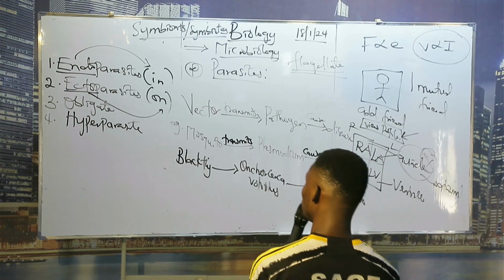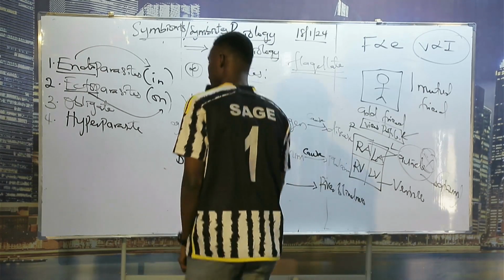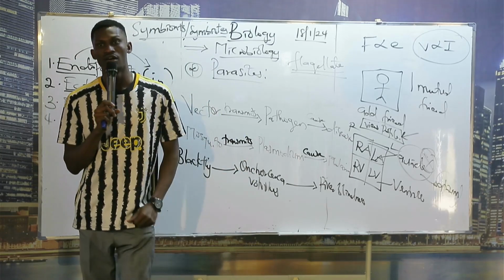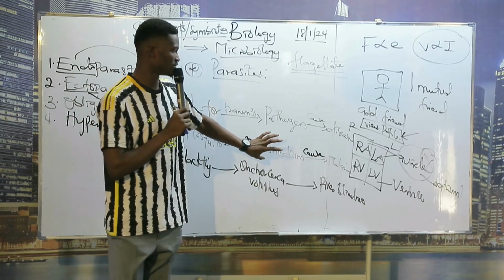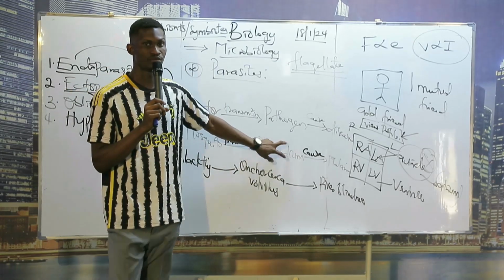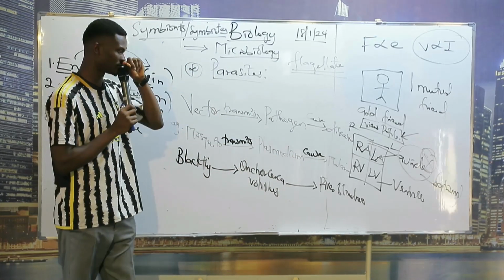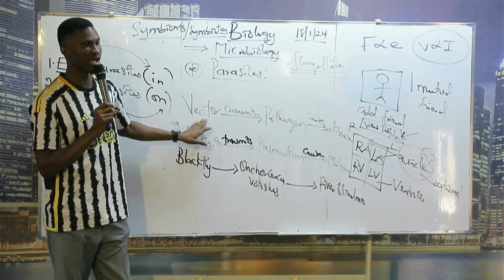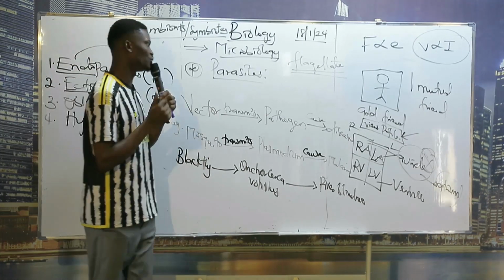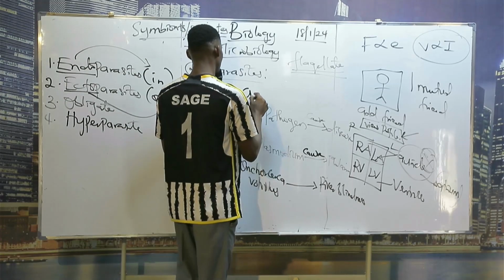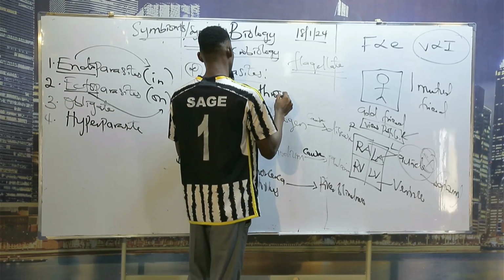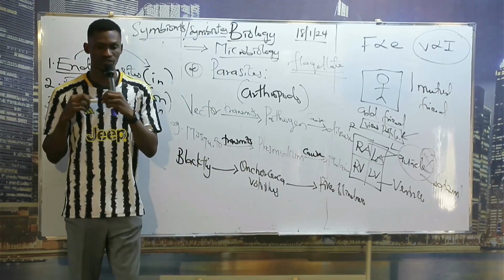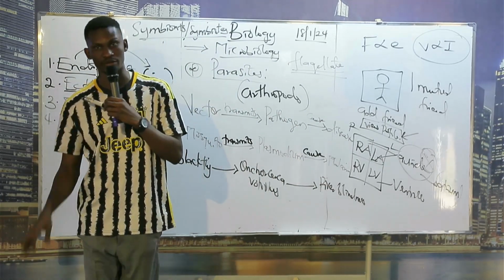Onchocerca volvulus. Then the last one there is river blindness. Okay, so this is very important. For the last time, please look up. Let me explain again. We have that vectors are animals. Usually, they belong to what we call arthropods. When I began this class last week, I had to tell us about the phyla in the animal kingdom.